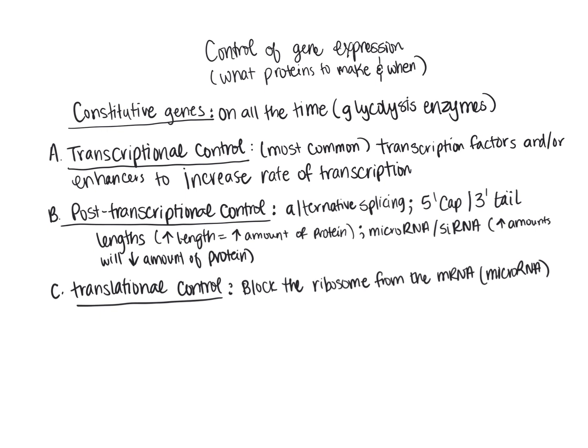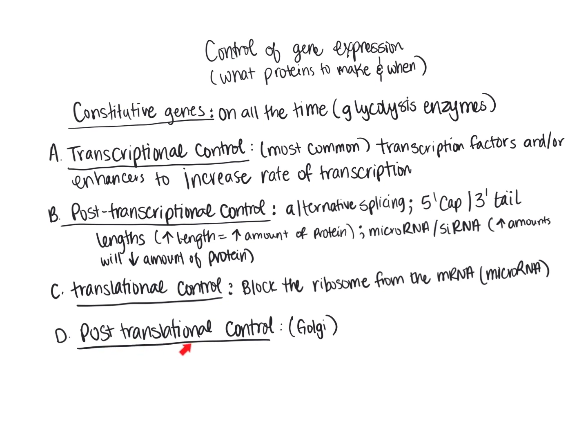This is after the point of translation, when your amino acids have been linked together to form the protein. Now you can control whether or not that protein is functioning. I'm going to remind you that back in Unit 2, we learned that the Golgi body or the Golgi apparatus modifies and ships out protein. The modifications that can happen ensure that the protein has folded correctly and is functioning.